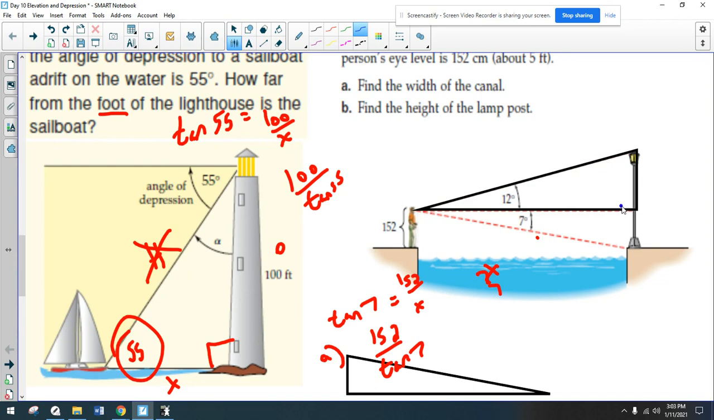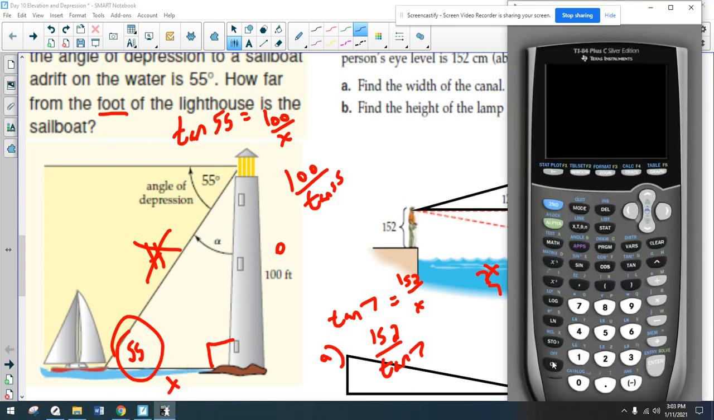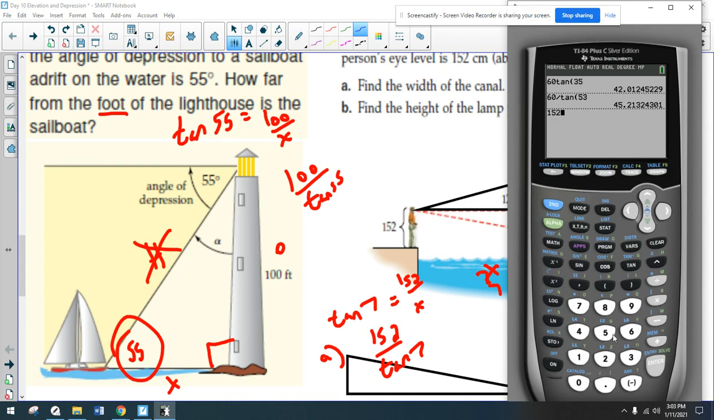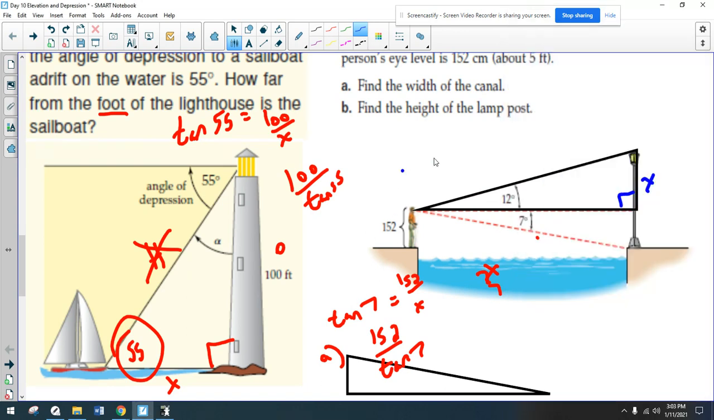I already got the 12 degrees. And I'm looking for this. I've also got this. I just found that out in part A because this is the same as this right here. It is the width of the canal. So I actually need to figure that out. 152 over tangent of 7. So that's going to give me about 1237. We'll call it 1238 just to be easier.